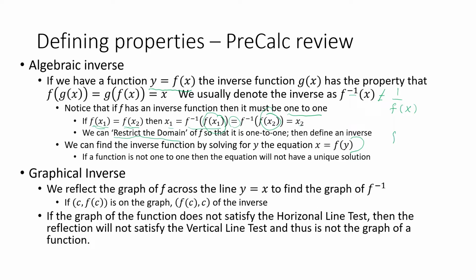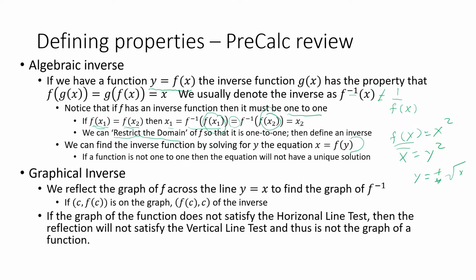So for example, again, we'll look at this one. If f of x equals x squared and we try to solve x equals y squared for y, then y has two possible solutions. It's plus or minus the square root of x. So we have to restrict the domain of the original function and say that x has to be a positive number, so that y also has to be positive, and then we'd get just the positive square root.